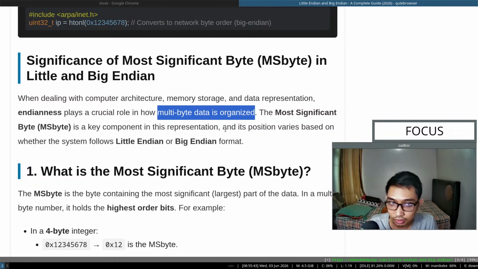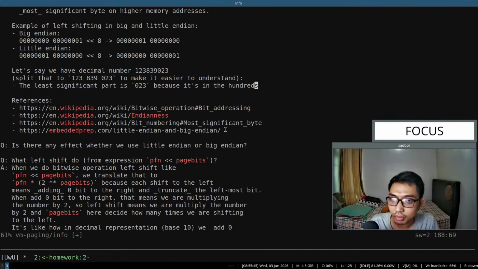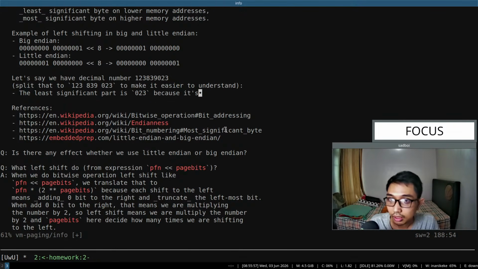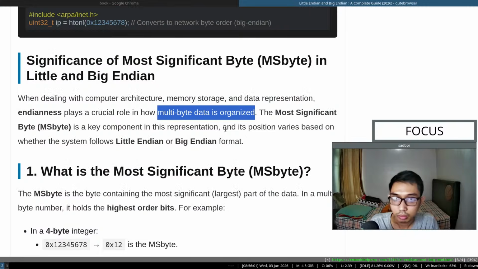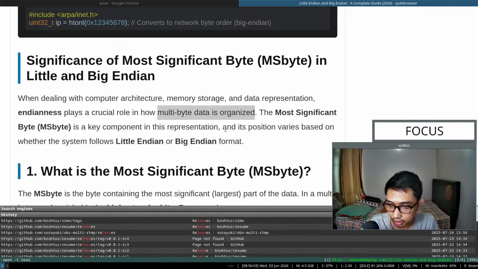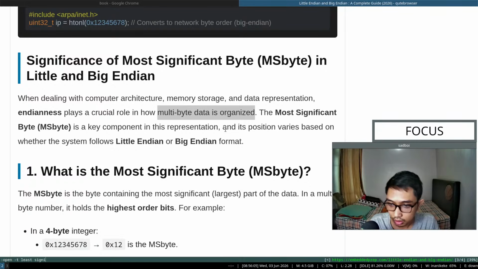Okay, wait a minute. It is in the hundreds. Yeah, how do I explain this? Because, let me check. Least significant part in decimal number.